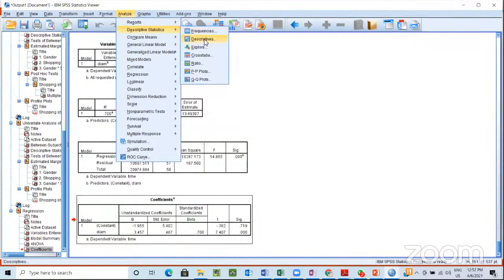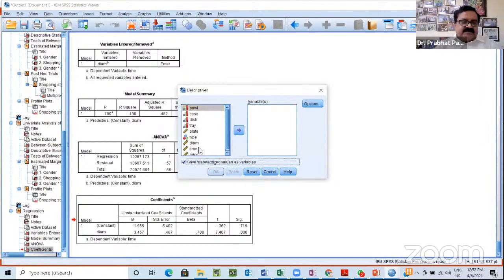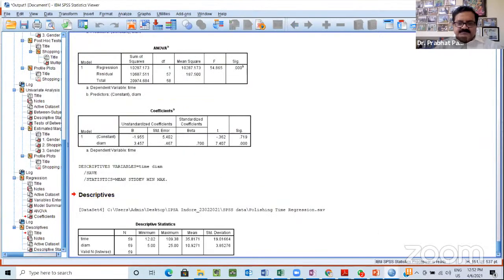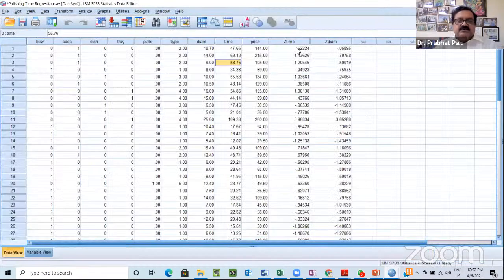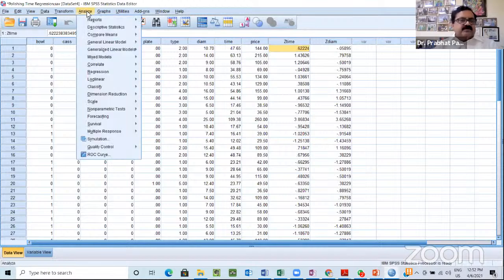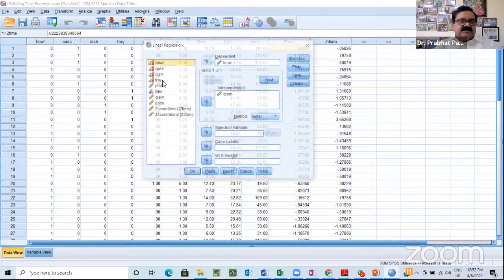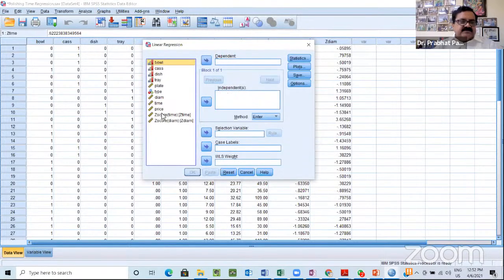Yes, sir. So let me convert the data into standardized value. I have the time and I have the diameter. These are the two data. So I have checked this box, save standardized value as variable. And then I'm saying okay. And if I go to my data set, you can see here the two columns have been added. One is called the Z time and another is called the Z diameter. So these are the standardized scores, the Z scores. It has been converted now into Z score. So I'm now going to analyze regression, linear, and then I'm resetting, and then I'm saying okay, fine. I'm using Z time, and then I'm using Z diameter. So I'm running the regression now on Z score, and I'm saying okay.